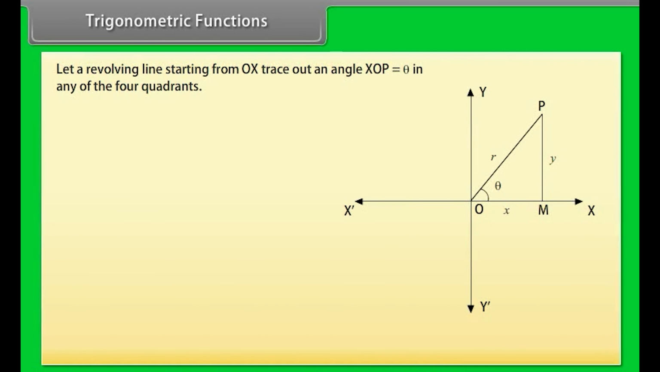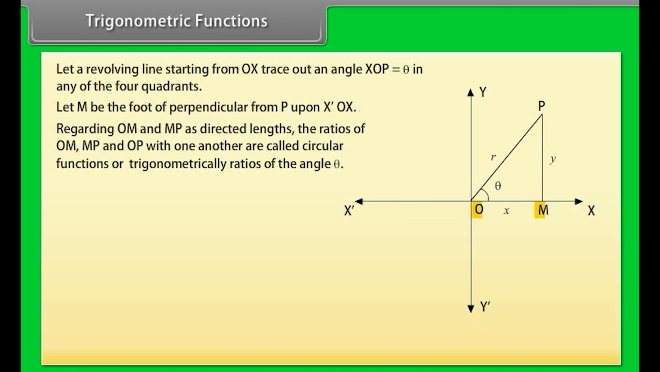Trigonometric functions. Let a revolving line starting from OX trace out an angle XOP equal to theta in any of the 4 quadrants. Let M be the foot of perpendicular from P upon X'OX, regarding OM and MP as directed lengths. The ratios of OM, MP and OP with one another are called circular functions or trigonometric ratios of the angle theta. Let OM equal x, MP equal y and OP equal r, r greater than 0.